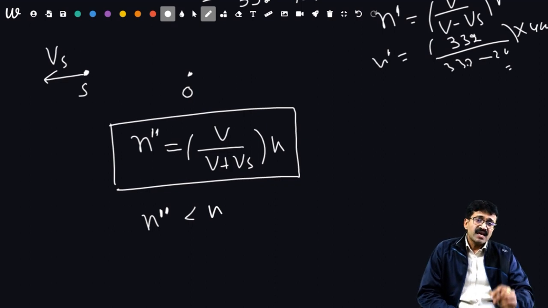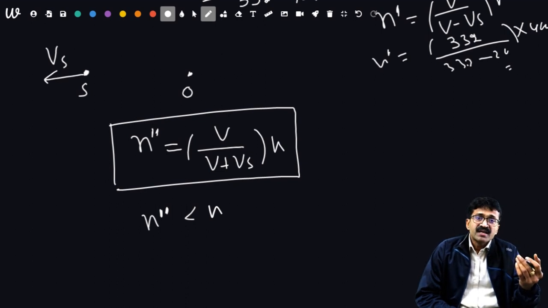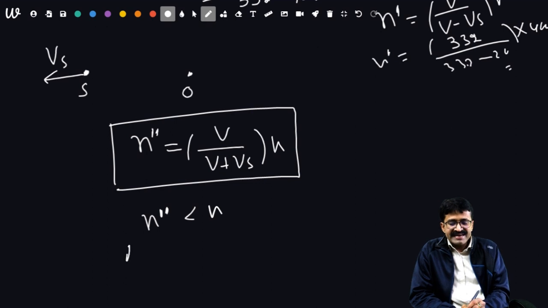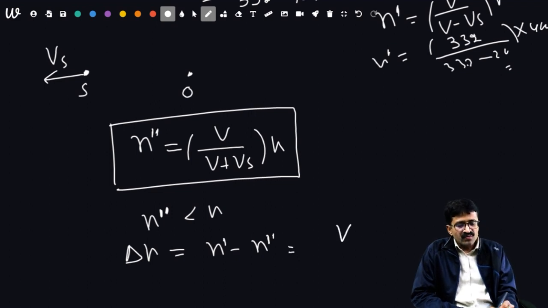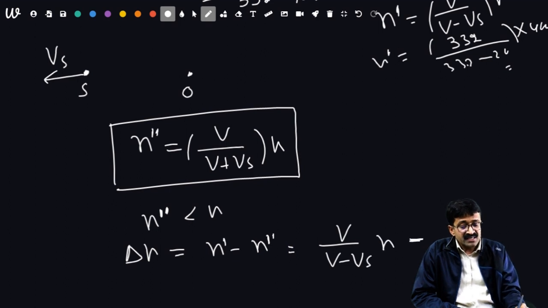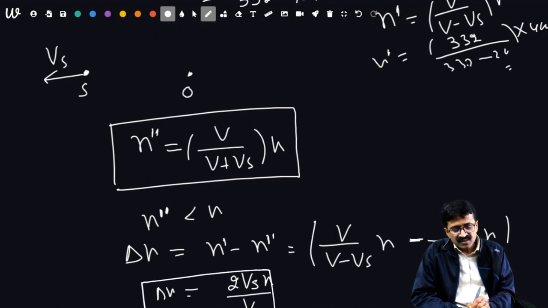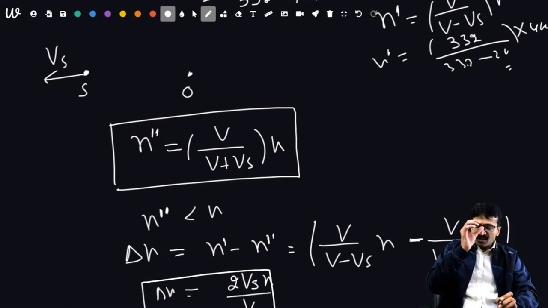Now, if the source is moving and passes the observer, then we will hear a few beats, which will be the difference of two frequencies. The beat frequency, whenever the source passes the observer, will be delta N equal to N dash minus N double dash. The earlier values we know: V upon V minus Vs into N, minus V upon V plus Vs into N. By solving this, you will get the result 2 V Vs into N upon V. That will be the change in frequencies, and this is in fact the number of beats, or beat frequency. This is about when the source is in motion.